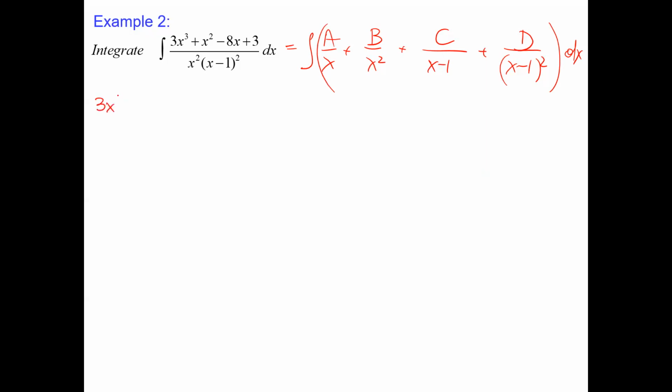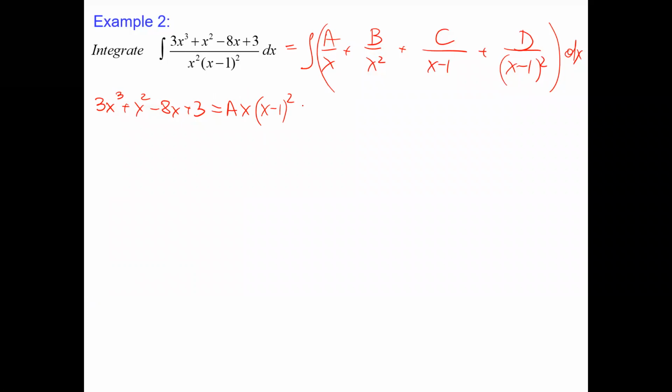I will copy the numerator, 3x cubed plus x squared minus 8x plus 3. And now, the process of getting a common denominator. The common denominator, of course, is x squared times x minus 1 squared. So let's look at the first fraction. A is divided by x only. That means we need 1 extra x and we need x minus 1 squared. A, I will multiply by x and by x minus 1 squared.